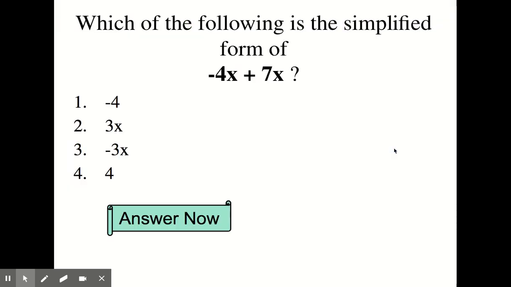Which of the following is the simplified form of negative 4x plus 7x?